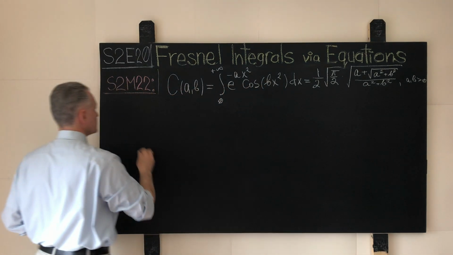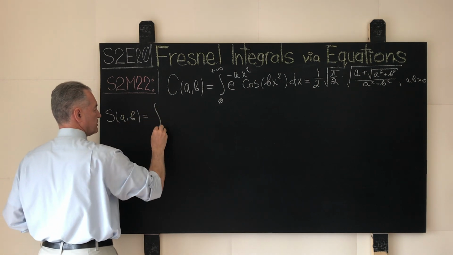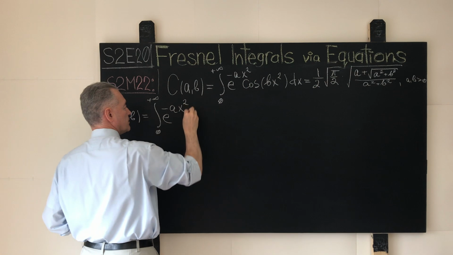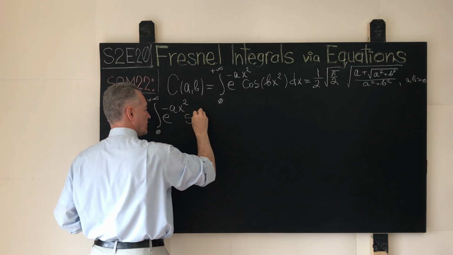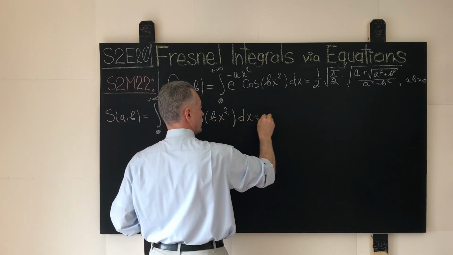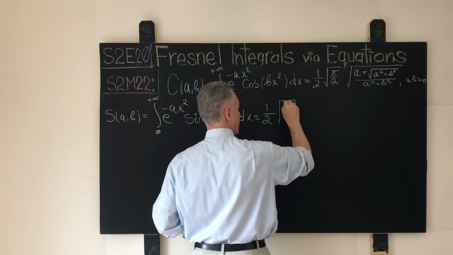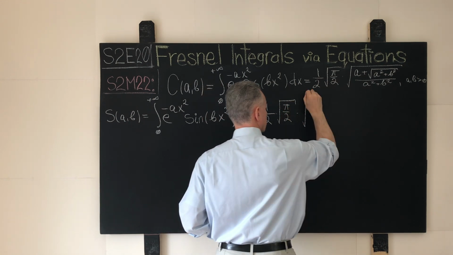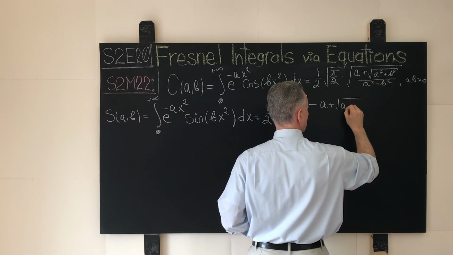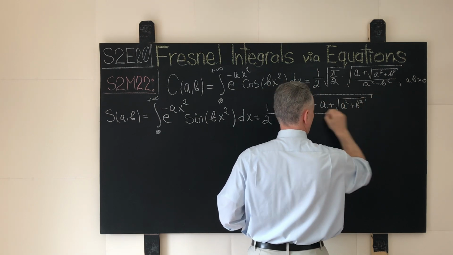And we have a similar expression for the function s of a and b as the integral from 0 to positive infinity of e to the power minus a x squared, the trigonometric function sine, this time sine of b x squared dx, as a similar thing: 1/2 of the square root of pi over 2 times the square root of negative a plus square root of a squared plus b squared, like so, over the sum of squares.